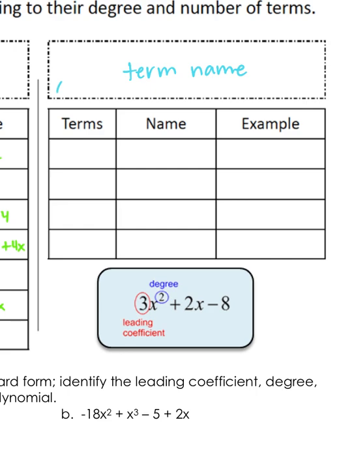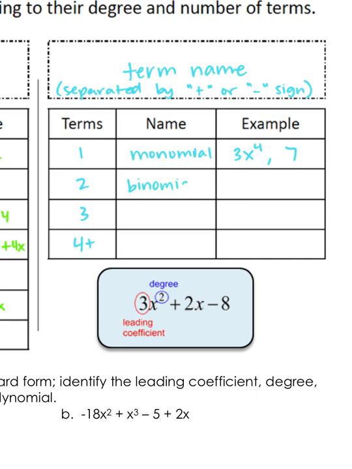And I always remember that terms are separated by a plus or a minus sign. So we can have 1, 2, 3, or 4 plus. One term is called a monomial. So an example of that would be like 3x to the 4th, or even a constant like 7. Binomial, bi means 2. So it would have 2 terms.